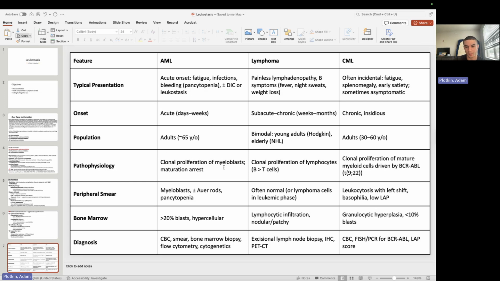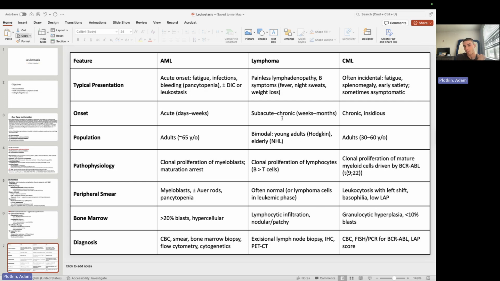Pathophys, we get clonal proliferation of myeloblasts and a maturation arrest, okay? So the myeloblasts aren't able to progress. We will see the myeloblasts again in APML, with the 15;17 translocation being the most common. We can see Auer rods, and then we can see pancytopenia. Again, to diagnose this, 20% blasts on the bone marrow, hypercellular bone marrow. We can diagnose with CBC, smear, bone marrow biopsy, flow cytometry, and cytogenetics.